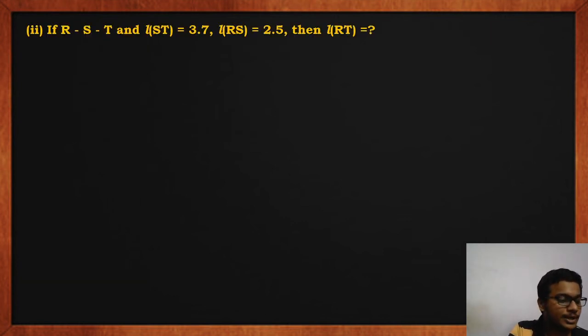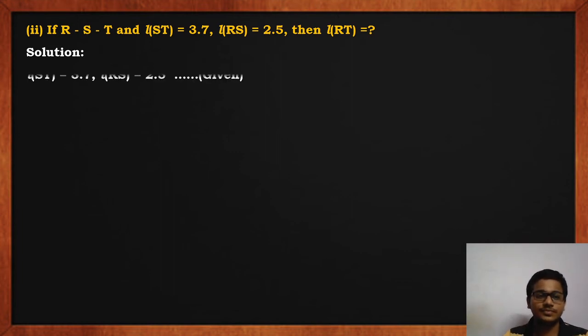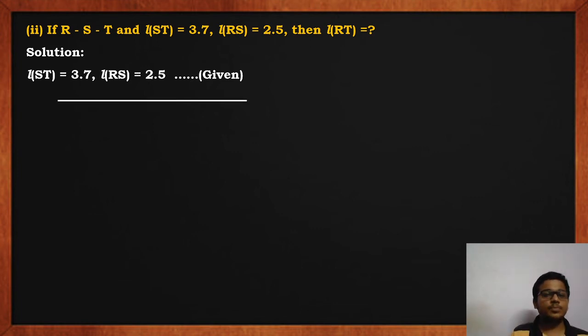Okay. Now, question number 2. If R dash S dash T and length ST is 3.7, length RS is 2.5, then what is length RT? Now again, we'll write down whatever is given in the question. That is ST is 3.7, RS is 2.5, etc. Now we'll sketch the proper figure. Now this is my line.